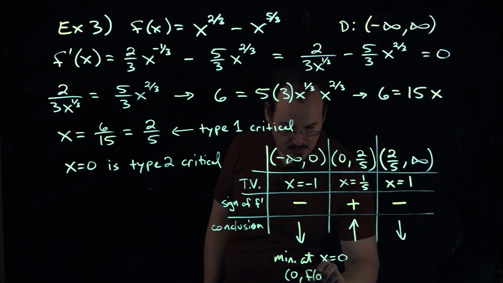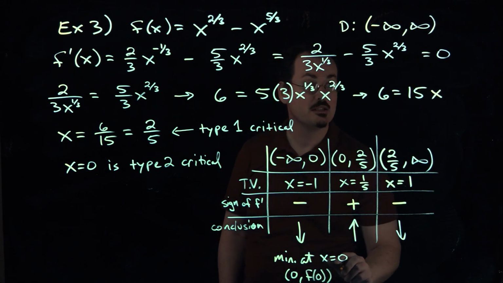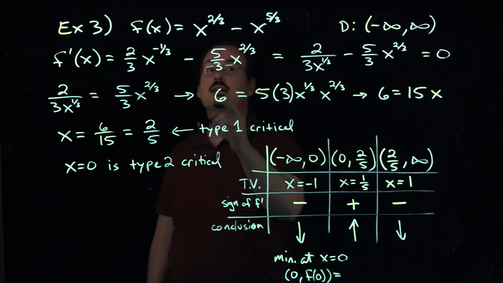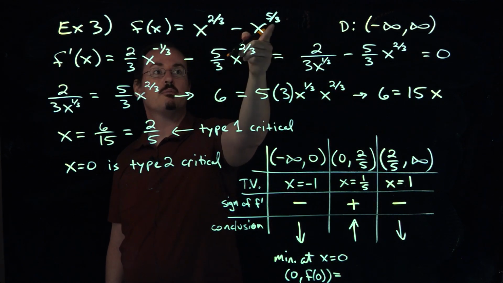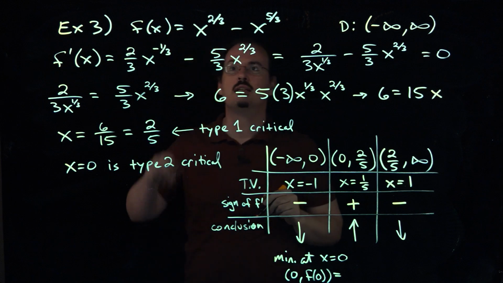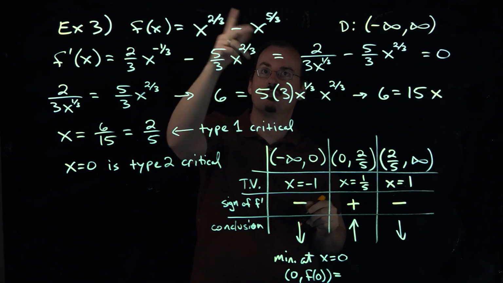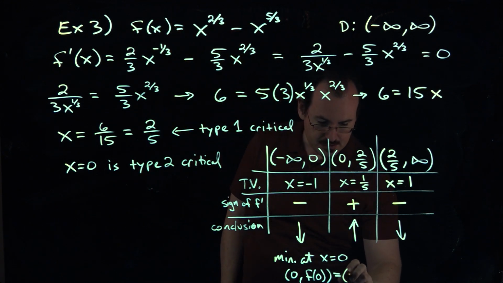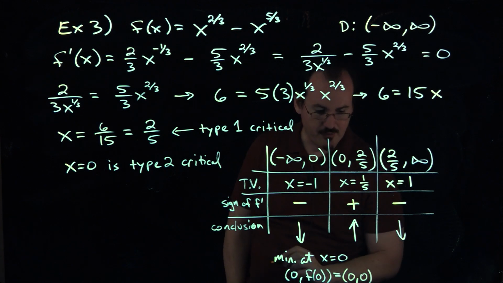or if we want to be specific about it, 0, f of 0. Now f of 0 is actually easy to find, because if I plug in 0, again remembering we're putting this back into the original function, 0 to the 2/3 and 0 to the 5/3 are both 0. So this is actually just 0, 0. So we've got a minimum value there.